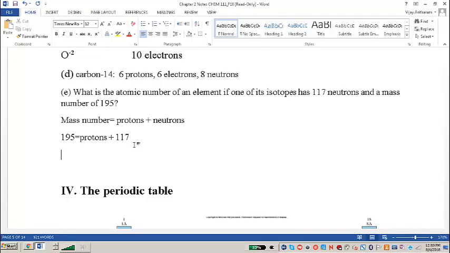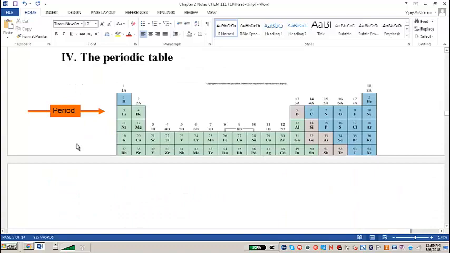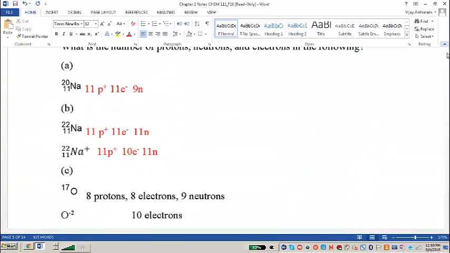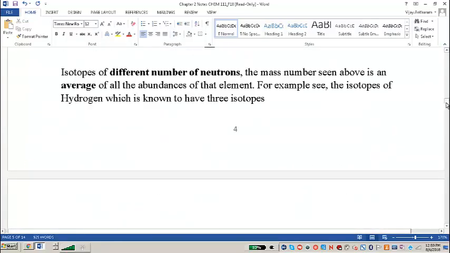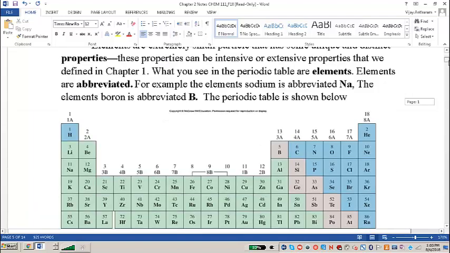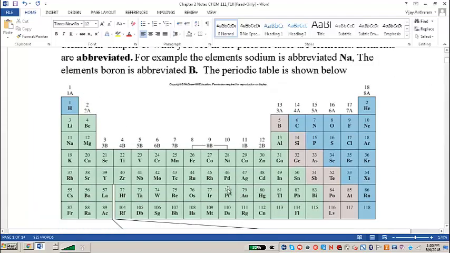So 195 minus 117, I think in my head I'm getting 78. So 78 is equal to the number of protons. What has 78 protons? Okay, let me go back up to my periodic table here. 78 is Pt. And I just happen to know that Pt is platinum.